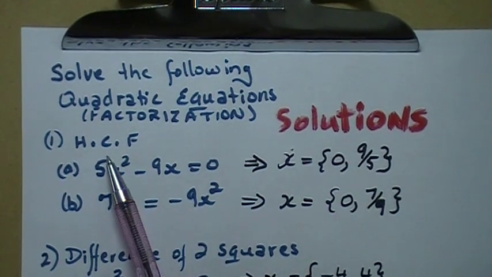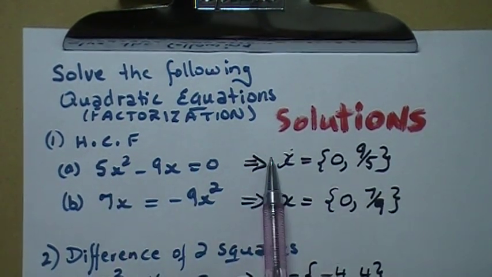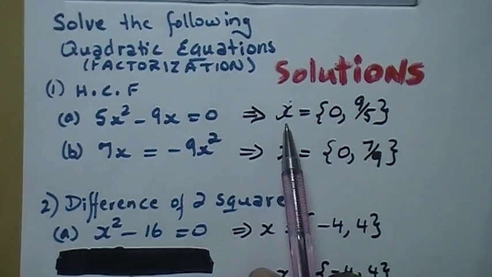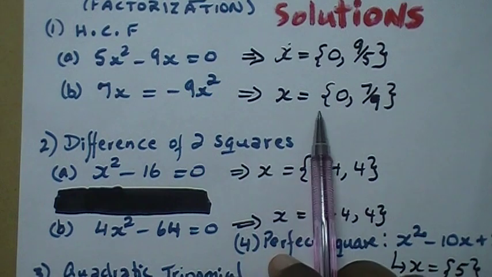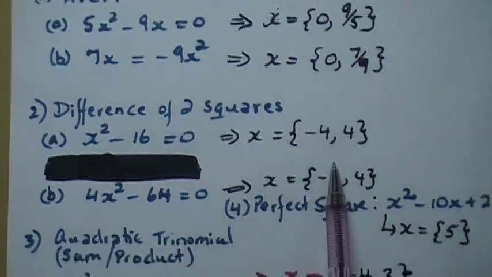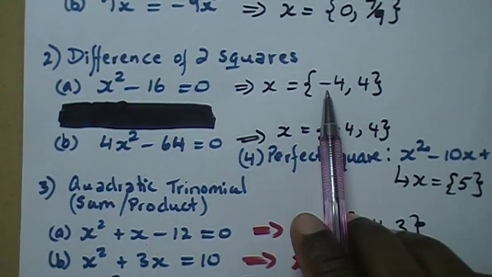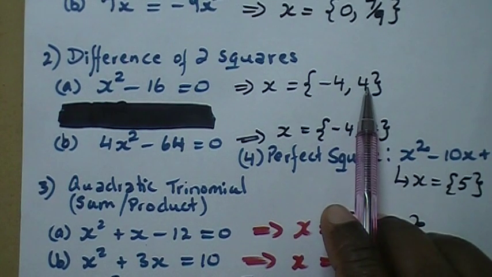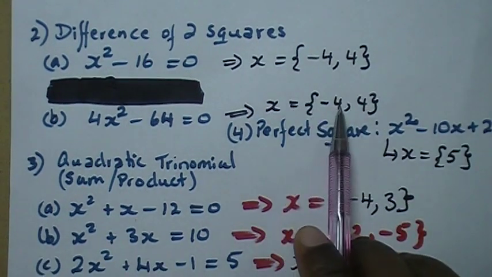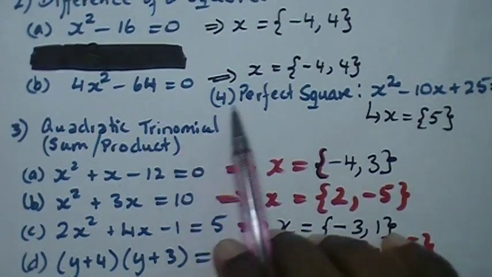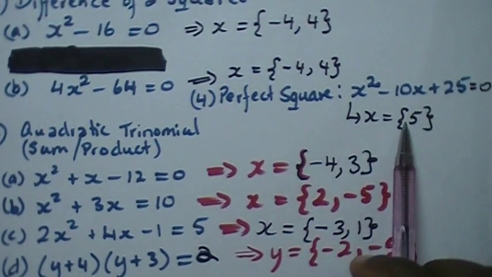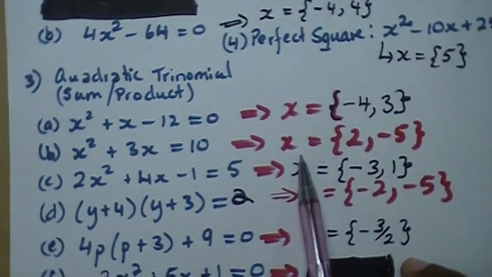And for this one, 1a, use the highest common factor to solve. We have 0 and negative 9 over 5. And for the second one, the values of x are 0 and 7 over 9. For 2a, it's negative 4 and 4. And for b, it's also negative 4 and positive 4. For number 4, let's skip 3. Perfect square, it's x equals positive 5. Only one solution, as it's a perfect square.